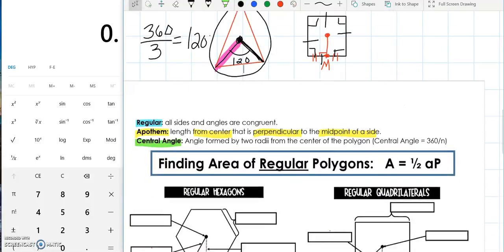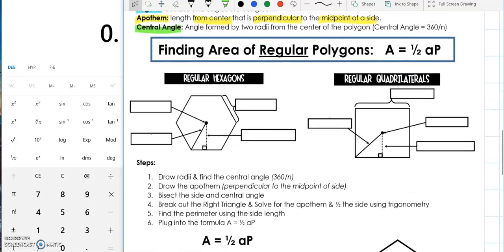Okay, so here's our formula. The area of a regular polygon is A equals 1/2 times the apothem times the perimeter. Let's take a look at these two examples we have below just to practice our vocabulary before we get into all of the formulas and how you find each of the pieces.